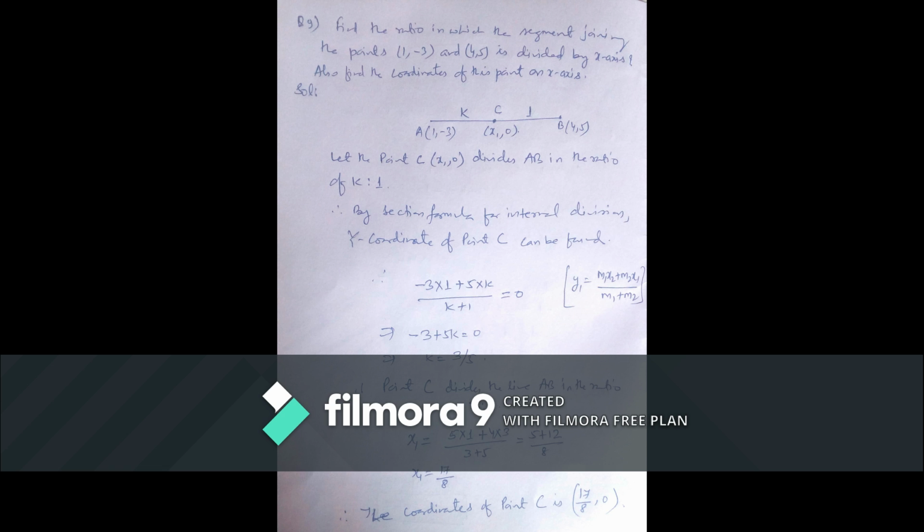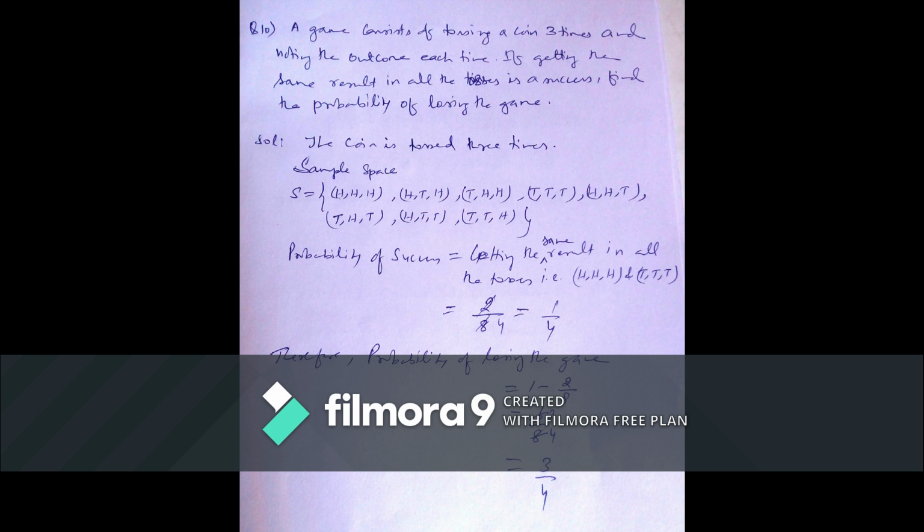Okay, so the x1 value also we will be able to get by placing the value of k. So that is 17 by 8. So the coordinates of point C is 17 by 8 and 0. Okay, so in this way we will be able to find out the coordinates of the point, that point which is dividing. So the point on the x-axis is 17 by 8 actually, right?